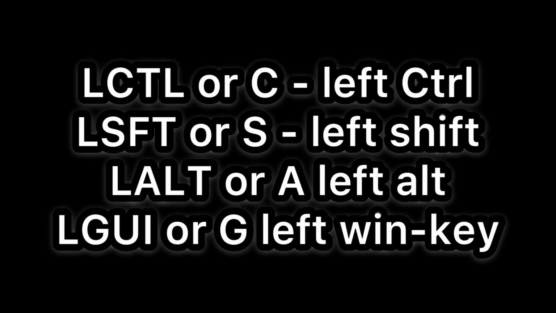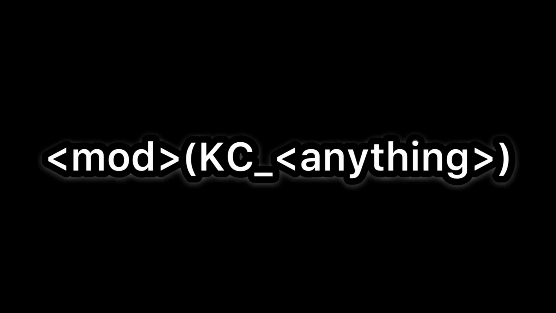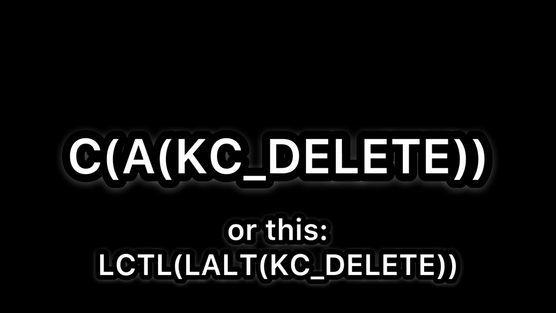Just to make it even easier, I made a little table here showing which 4 letters or single letter corresponds to which modifier. So you would put your modifier and then your symbol, letter, number, whatever in parentheses after that. So for example, if you wanted to do Control Z, this is what you would write. And you can even stack modifiers. So if you wanted to do Control Delete, you would write this.